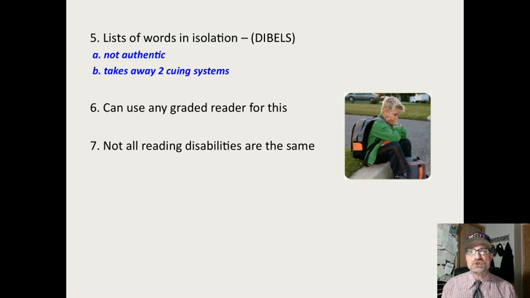Now, some tests, such as DIBELS, which is rotten, bad, are not authentic because they ask you to identify a list of words in isolation, not in context. That is not an authentic way of identifying words. It takes away 2 of the cueing systems. Now, if you want to do a miscue analysis, you can use any graded reader for this. Simply find a reader, listen to the child read, and mark the types of mistakes, words per minute, etc. I would encourage you to think about using the qualitative reading inventory because it provides good instruction on how to do it.